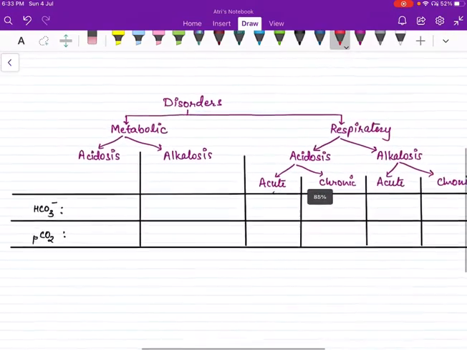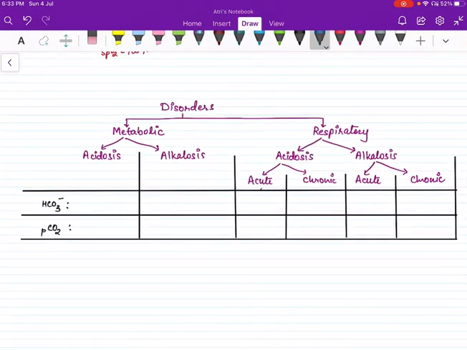Now coming to the disorders themselves, we will not go into details of each and every disorder. We will just take a quick overview. As we all know, the disorders are broadly categorized into metabolic or respiratory, where in metabolic disorders the primary pathology is in bicarbonate levels, and in respiratory disorders the primary pathology is in PCO2 levels. And acidosis and alkalosis are based on the pH of the blood. In acidosis the pH is less than 7.4, and in alkalosis the pH is more than 7.4.